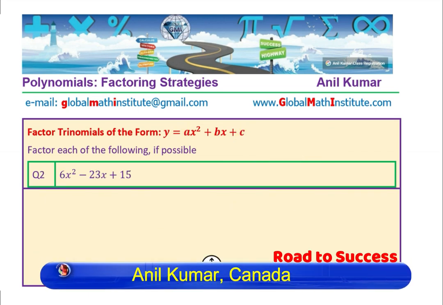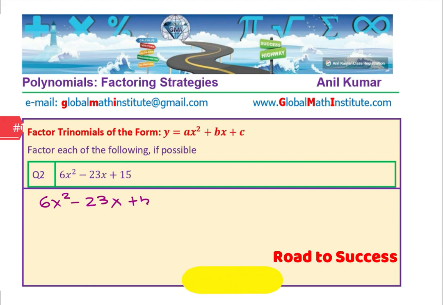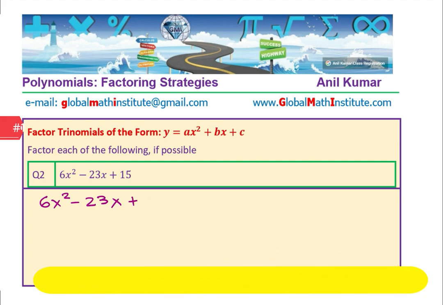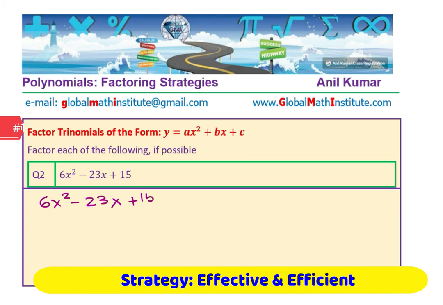Here is question number 2. I think you can now pause the video and answer. We have 6x squared minus 23x plus 15. So what is the product which you're looking for? 6 times 15, right? So we're looking for a product of two numbers, which is positive 6 times 15, right?